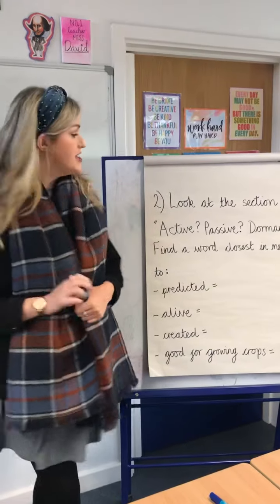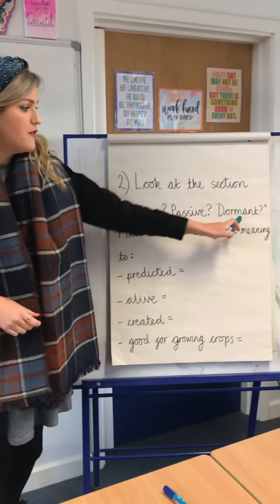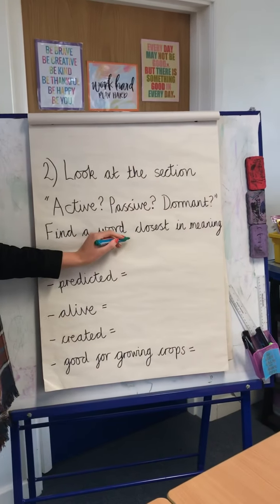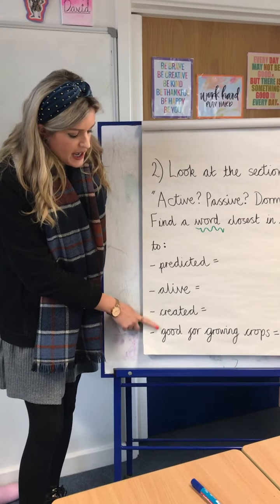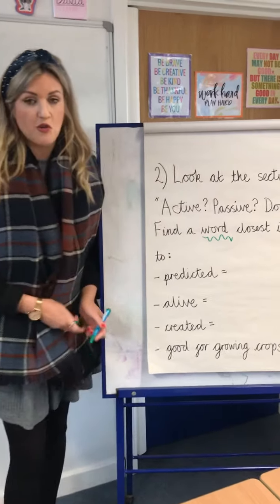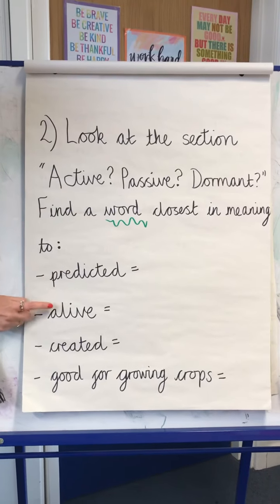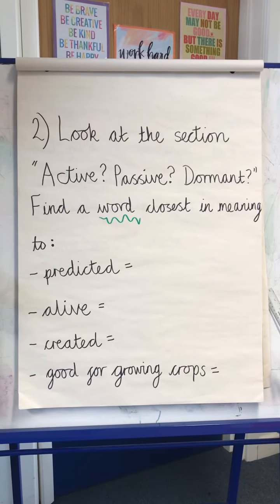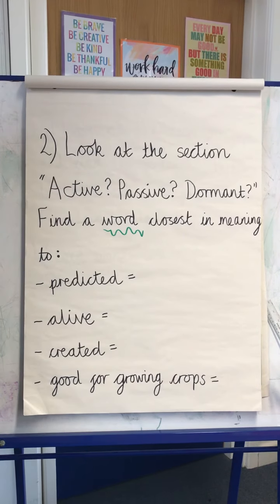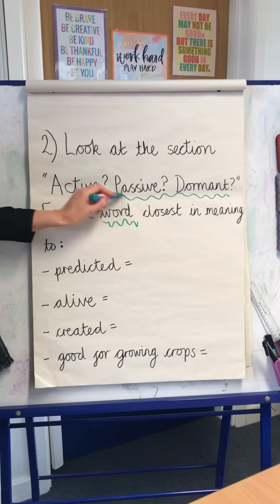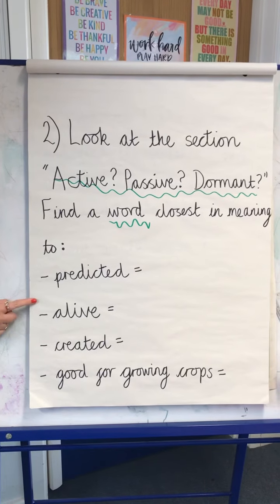So, for the second question, you're going to look at the section called active, passive, dormant, and you're going to find a word, just one word, which is closest in meaning to these four words or phrases. Remember, you should be able to put these words or phrases in place of the ones that you've chosen, and the sentence should still make sense. So make sure you're looking in the right section and find a word closest in meaning to these.